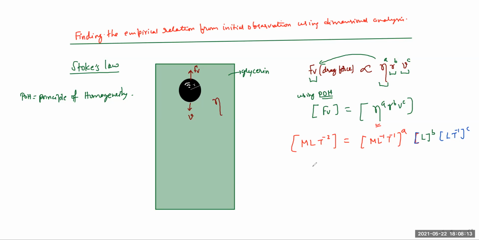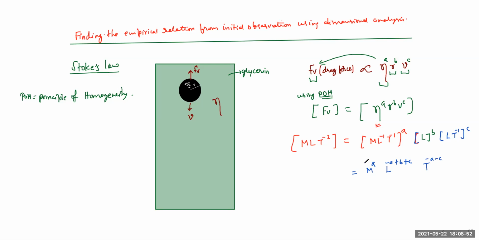So it is very easy now. It's like solving simultaneous equations. First we simplify the RHS. I can see the power of M is only a. Can you tell me the power of L, guys? In total, what is the power of L? Minus a plus b plus c. Very good. And what is the power of T, guys? Minus a minus c. Very good.